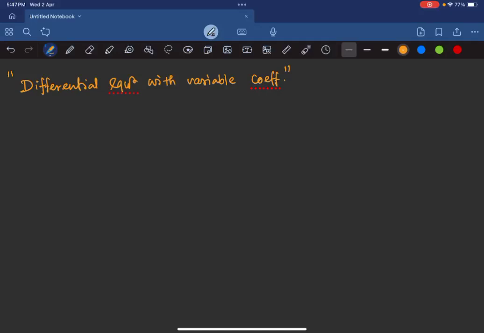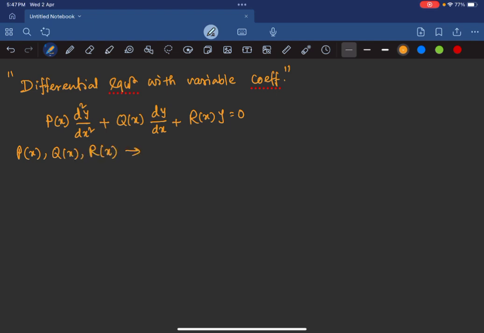Here we have, suppose, an equation of the form p(x) d²y/dx². I'm taking the standard form of a second order equation: p(x) d²y/dx² + q(x) dy/dx + r(x) y = 0. Previously, p, q and r were constant terms, but here, as you can see, p(x), q(x) and r(x) are functions of x. So here you have a differential equation with variable coefficients. Let's call this equation number 1.